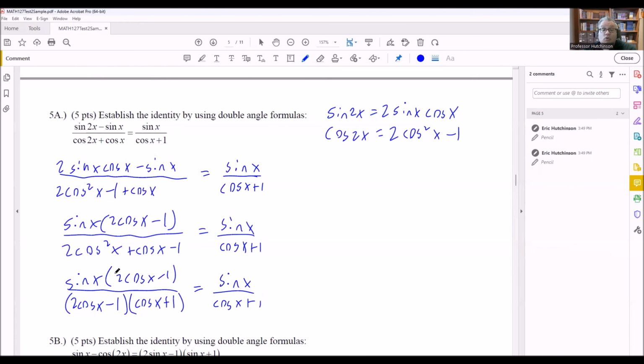Once we do this, we see here that we can cancel out the 2 cosine from the top and the bottom. And that's going to now allow both sides to be equal. So now we can do sine x over cosine x plus 1, and that's going to equal sine x over cosine x plus 1. So now we have both sides are now equal.